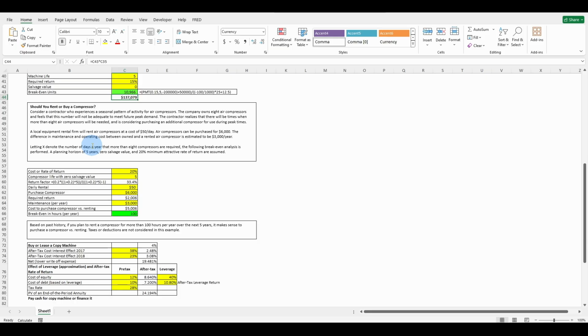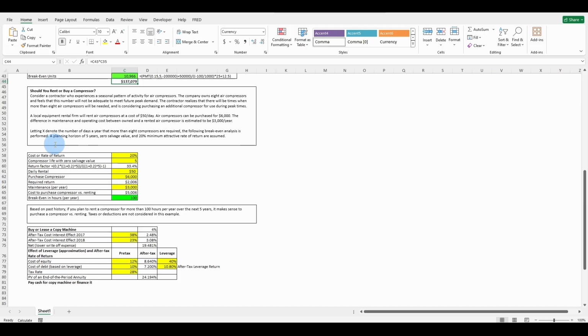A local equipment rental firm will rent air compressors at a cost of $50 a day. Air compressors can be purchased for $6,000. The difference in maintenance and operating costs between owned and rented air compressors is estimated to be $3,000 a year. Let X denote the number of days a year that more than 8 air compressors are required. The following break-even analysis is performed. A planning horizon of 5 years, 0 salvage value, and 20% minimum attractive rate of return are assumed.